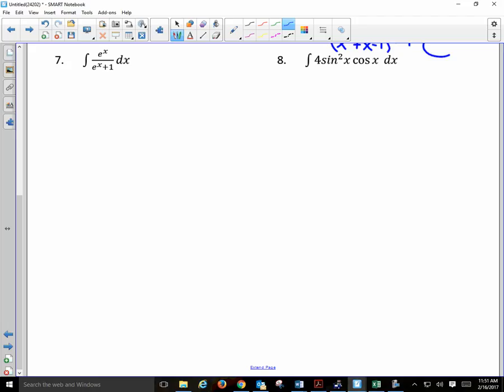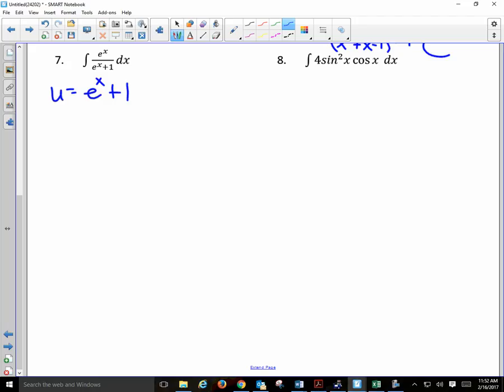e to the x. Now, remember, the derivative of e to the x is e to the x. Isn't that beautiful? What's great about this is the derivative of e to the x plus 1 is also e to the x. So what do you think should be u? Do you think we should have u be e to the x or e to the x plus 1? Very good. So u is equal to e to the x plus 1. It won't work out the other way.